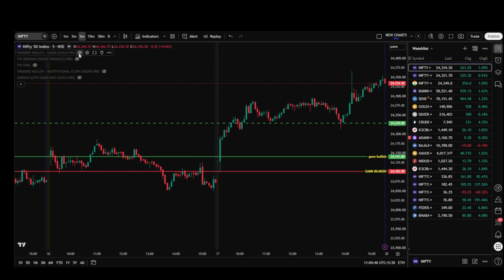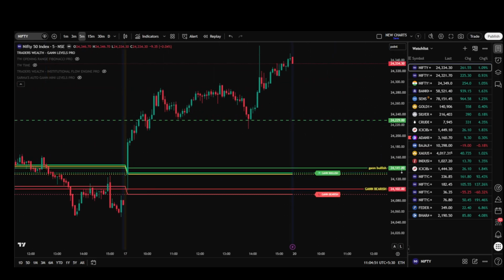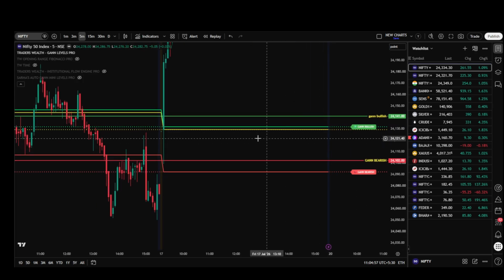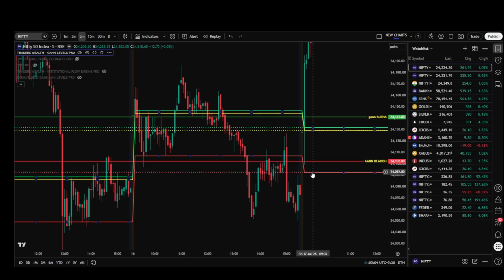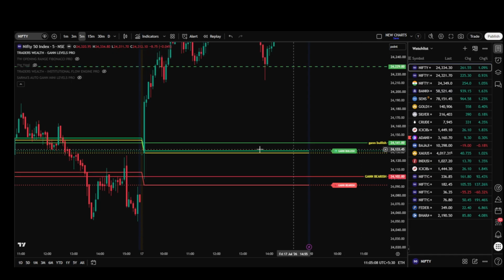When you open this indicator, it automatically plots two lines like this: GAN bullish and GAN bearish. You can see the dotted line is GAN bullish. The yellow line is the reference line, which is nothing but the pre-open market price. And there is a dotted red line that is called the GAN bearish line. So this was plotted automatically on the Nifty chart.